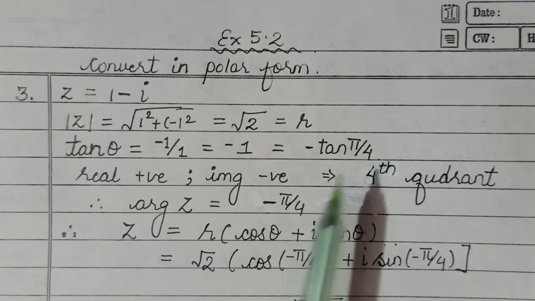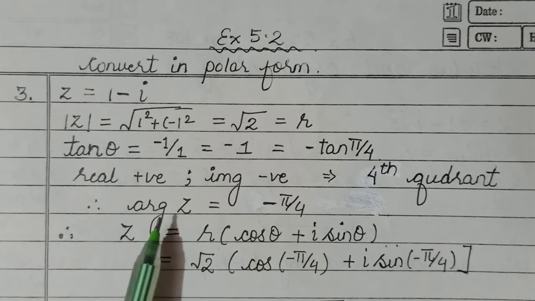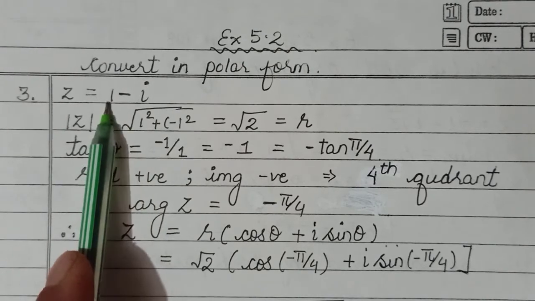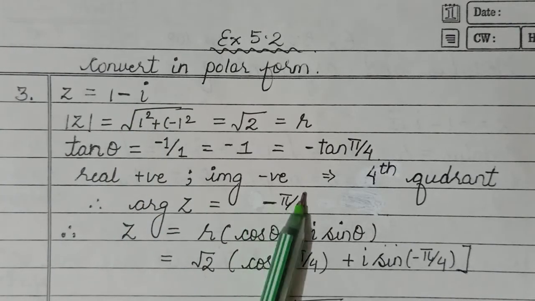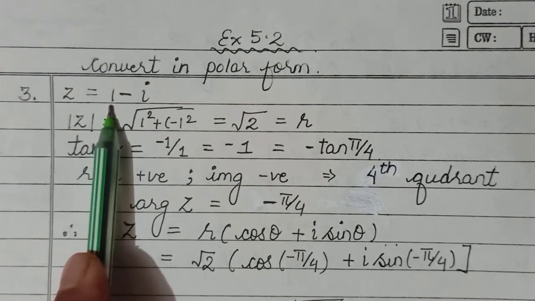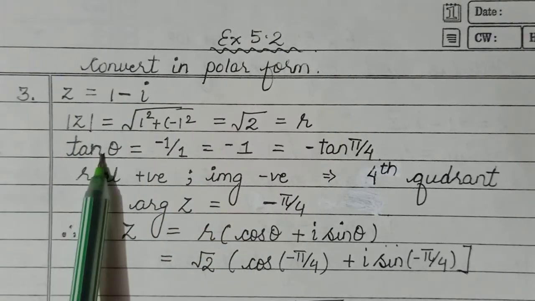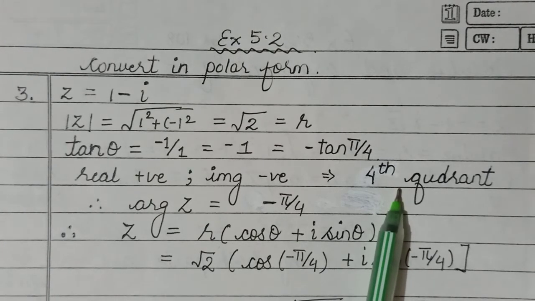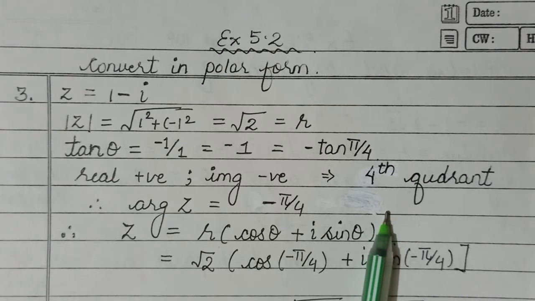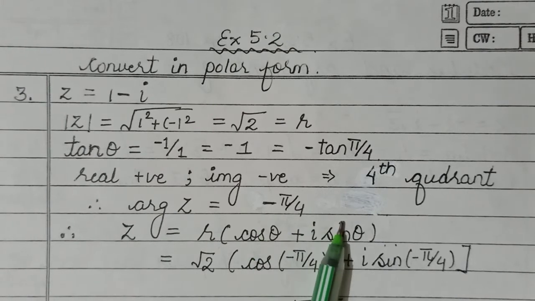Now next we need to check in which quadrant this particular complex number would fall. So for that, what are we going to observe? That the real part is positive and its imaginary part is negative. So real positive, imaginary negative. That happens in the fourth quadrant, right? So in the fourth quadrant, the angle is taken as minus theta. So that is why we will take the argument of this as minus pi by 4.